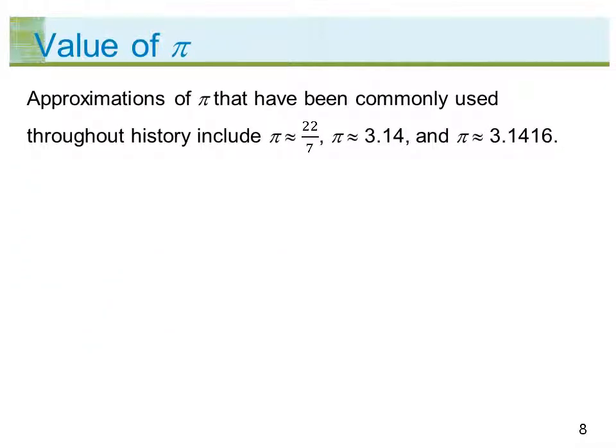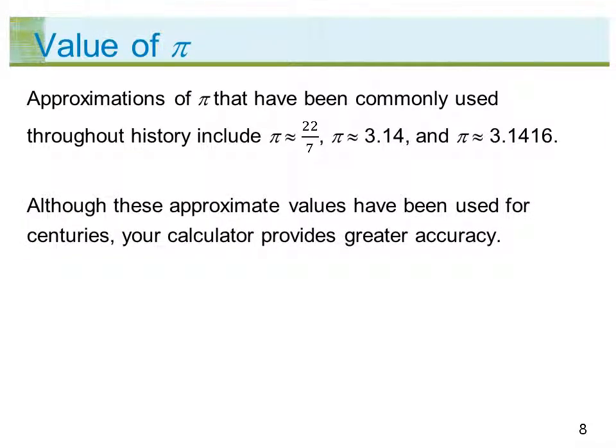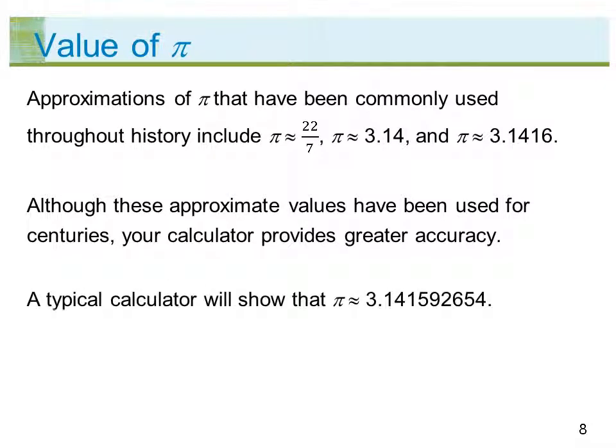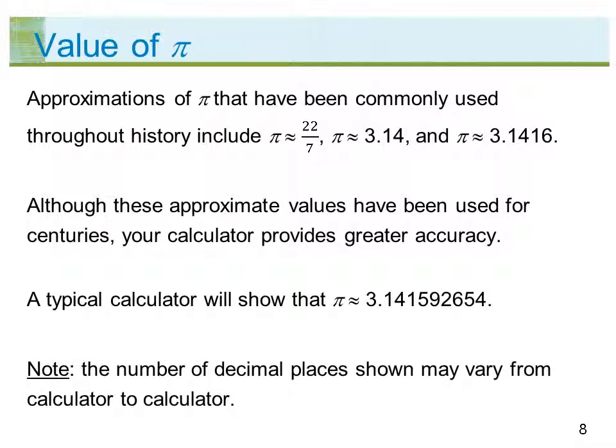Approximations of pi that have been commonly used throughout history include pi approximately equal to 22 divided by 7, pi approximately equal to 3.14, and pi approximately equal to 3.1416. Although these approximation values have been used for centuries, your calculator provides greater accuracy. A typical calculator will show that pi is approximately equal to 3.141592654. Note, the number of decimal places shown may vary from calculator to calculator.